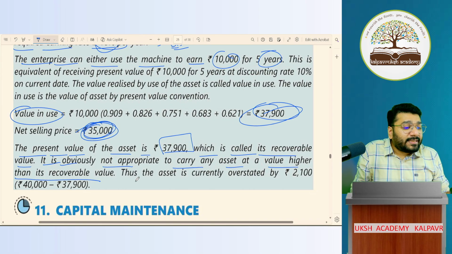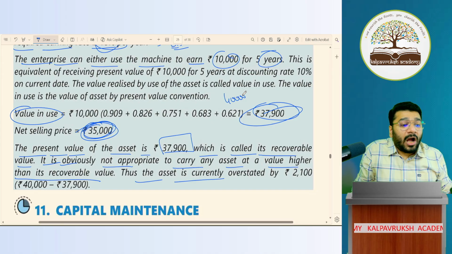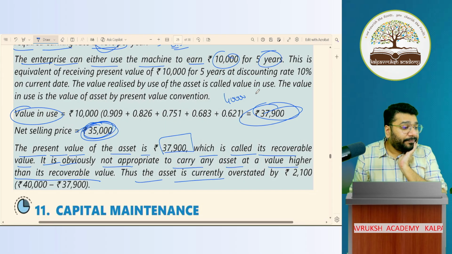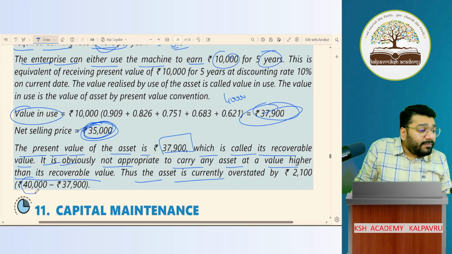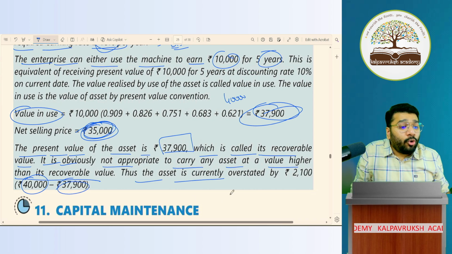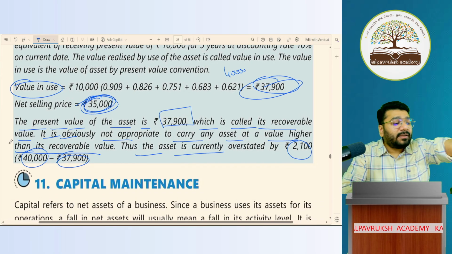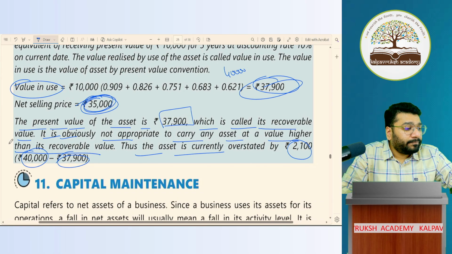lesser value. This asset is recorded. So this asset is now, how much? 40,000. How much should it be, right? No, 35,000. Wait. So the current value of the asset is 40,000. If I recorded 37,900, the asset is overstated by 2,100. 40,000 minus 37,900, how much are you getting? 2,100.